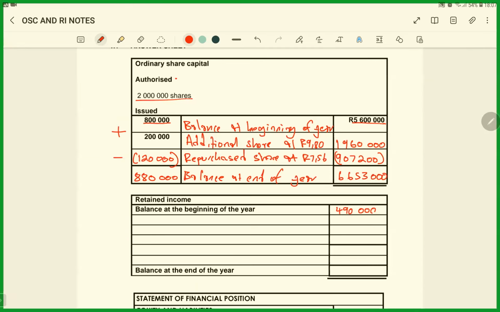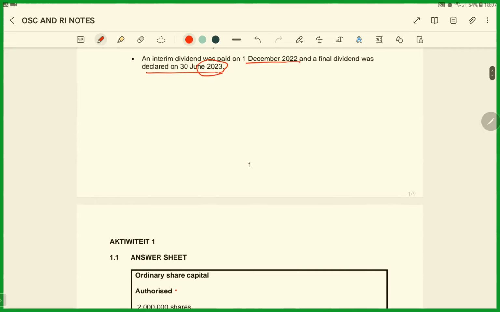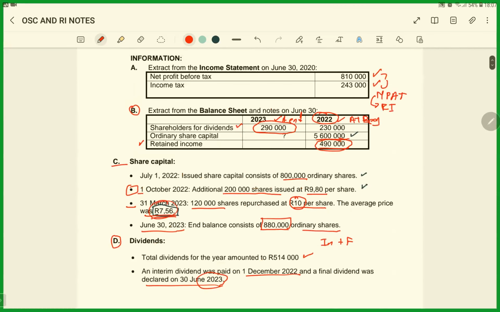Then after that, you're going to record net profit after tax. We do not want net profit before tax, but we want net profit after tax. So if you see yourself recording net profit before tax, just laugh at yourself before you write the final answer, because you are misleading yourself. Now, we're going to refer to information A. Information A gives us two things: the net profit before tax of 810,000 and also the income tax. So we can use these two to calculate the net profit after tax.